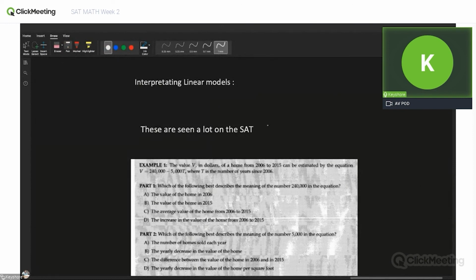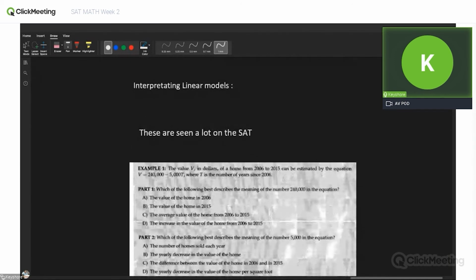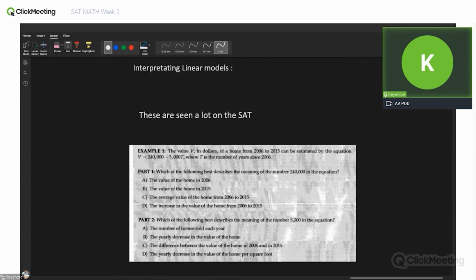There's not really concepts you have to learn. It's more about just understanding what it means. So here's one. We'll just do maybe the part 1 or part 2. We can probably do both these parts, but we'll see. So the value V in dollars of a home from 2006 to 2015 can be estimated by the equation V equals 240K minus 5,000 T, where T is the number of years since 2006. So go ahead and try to do part 1.